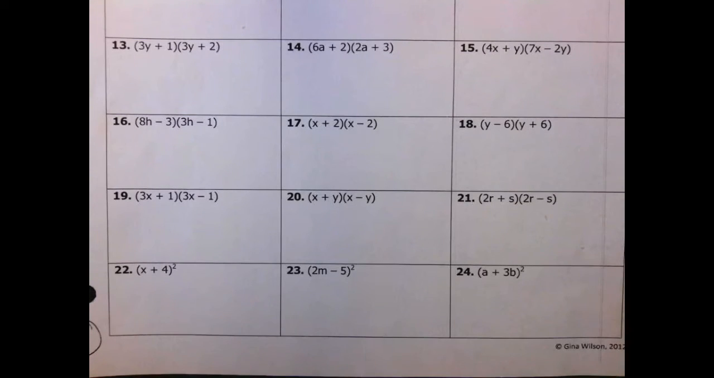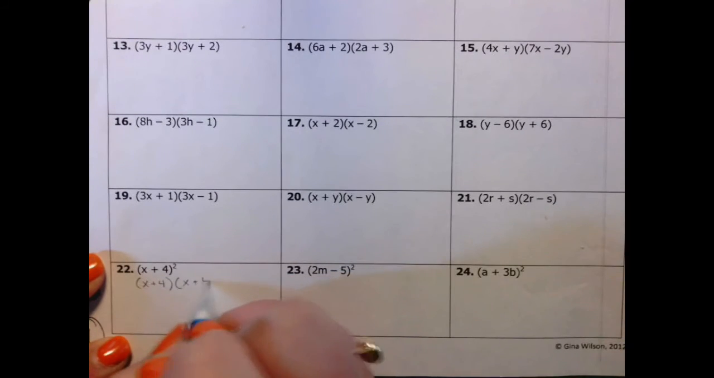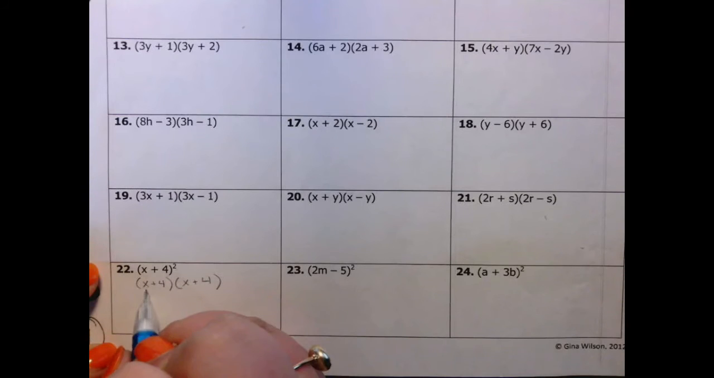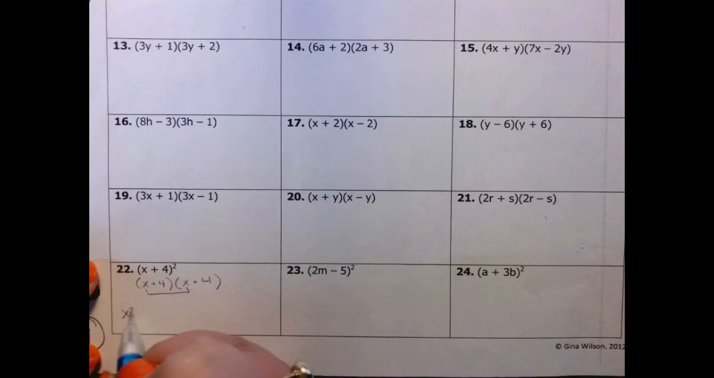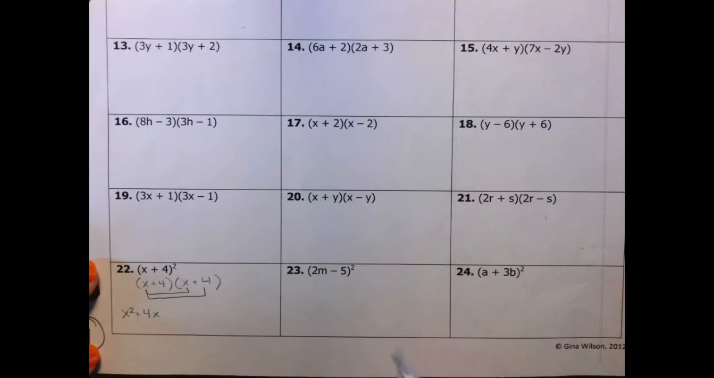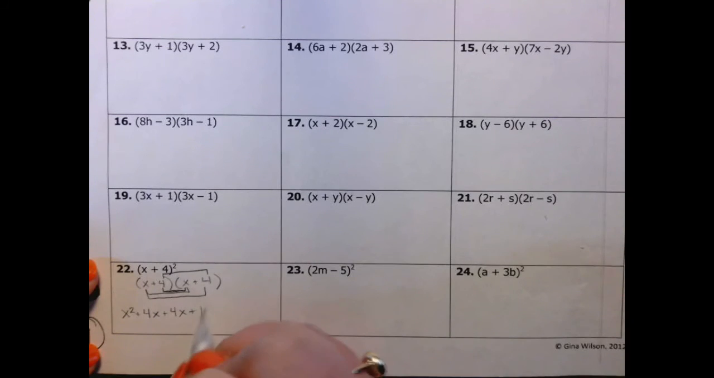So looking at number 22, I have x plus 4, that binomial squared. So before you do anything, you want to rewrite this out. So it's going to be x plus 4 times x plus 4. Now we can go ahead and use our FOIL method. So FOIL, first term on both of our binomials, so x times x gives me x squared. O is going to be my outer, so x times 4, plus 4x. I is my inner, so 4 times x. It's going to give me 4x again. And then my last term, so I have 4 times 4, which is going to be positive 16.